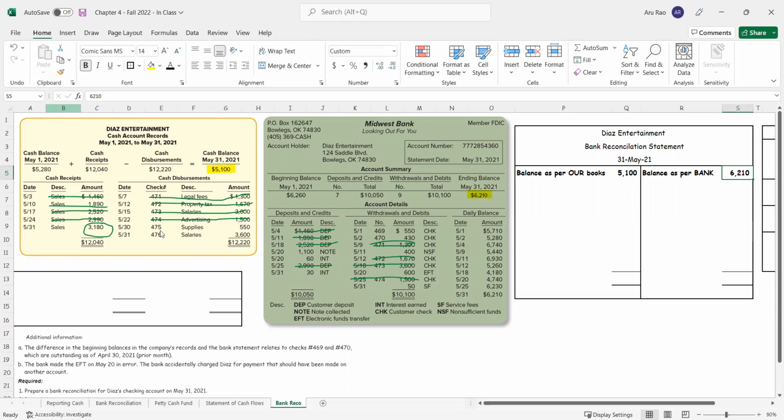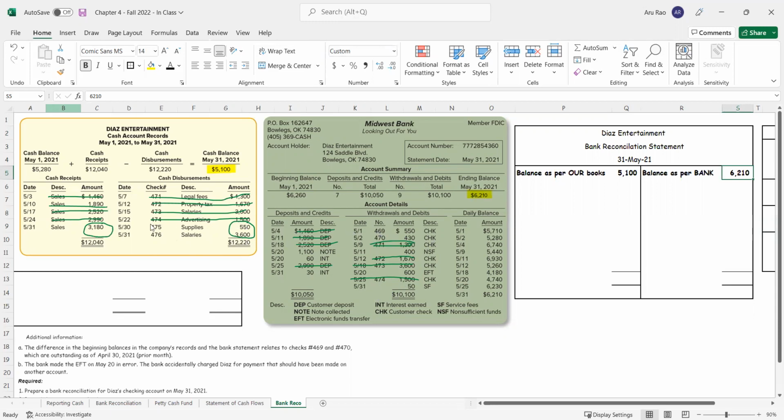I do have two checks over here that I wrote out in the current month, 475 and 476. These were for supplies and salaries. And you will see those checks don't appear over here. Now there is the similar amount, 550, the same amount actually. However, that's a different check. So we can't cross these off over here. So again, these are numbers I need to come back and reconcile.